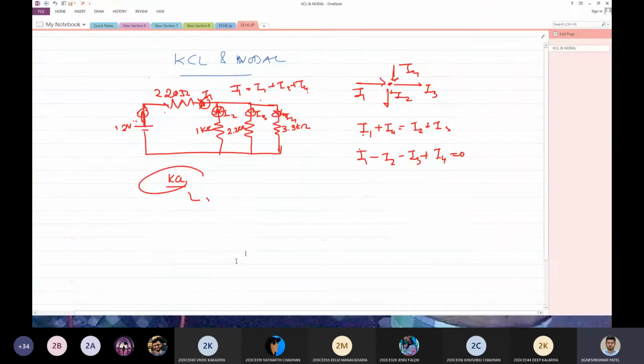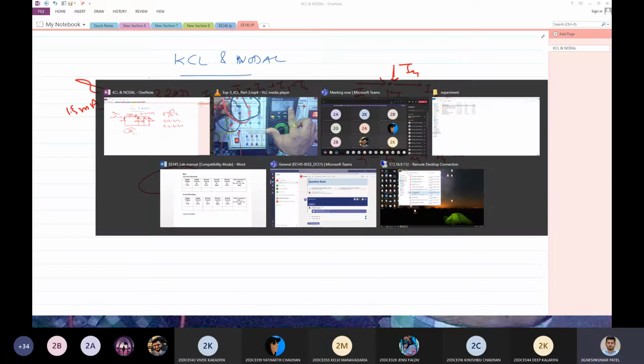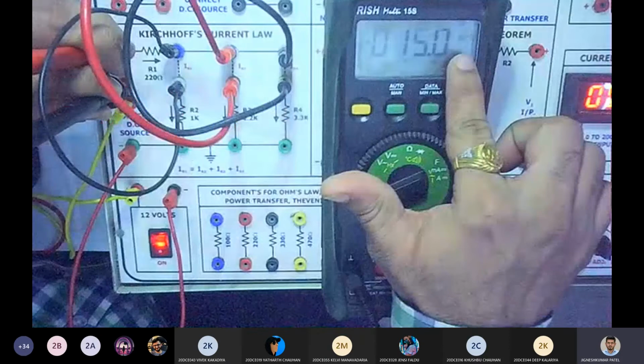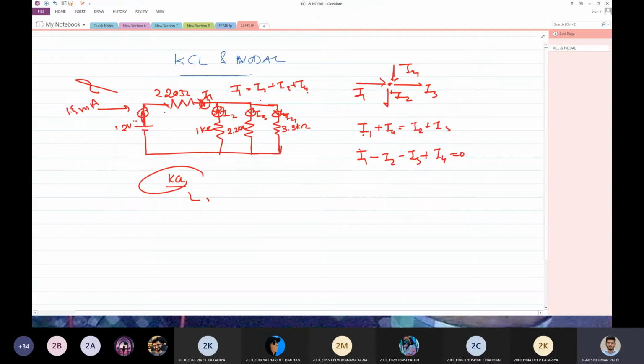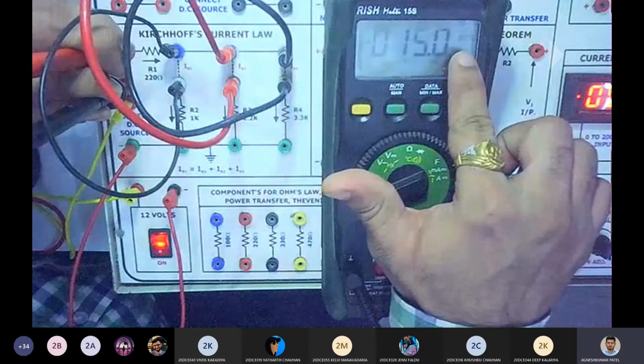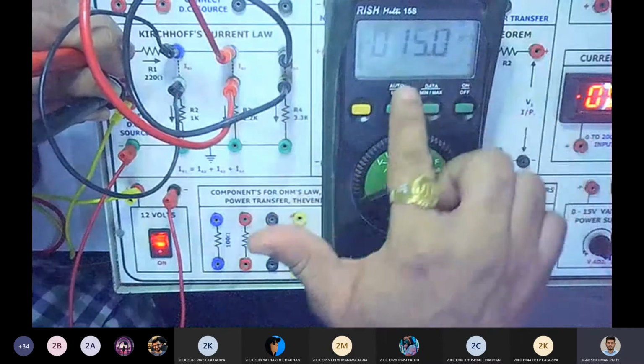So here you can see my main current I1 is 15 milliampere. If you calculate it theoretically, you will get roughly around that value. So that's my first current, 15 milliampere. Same way we are going to measure it in each resistor. 15 milliampere is our supply current.